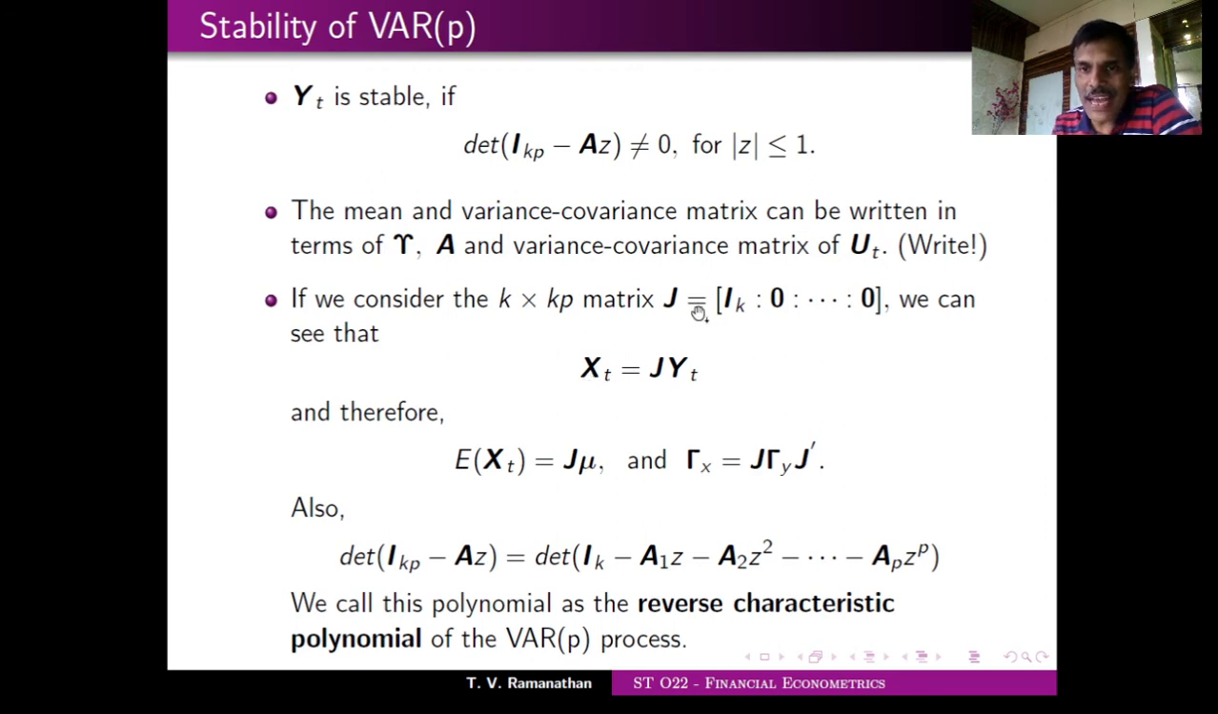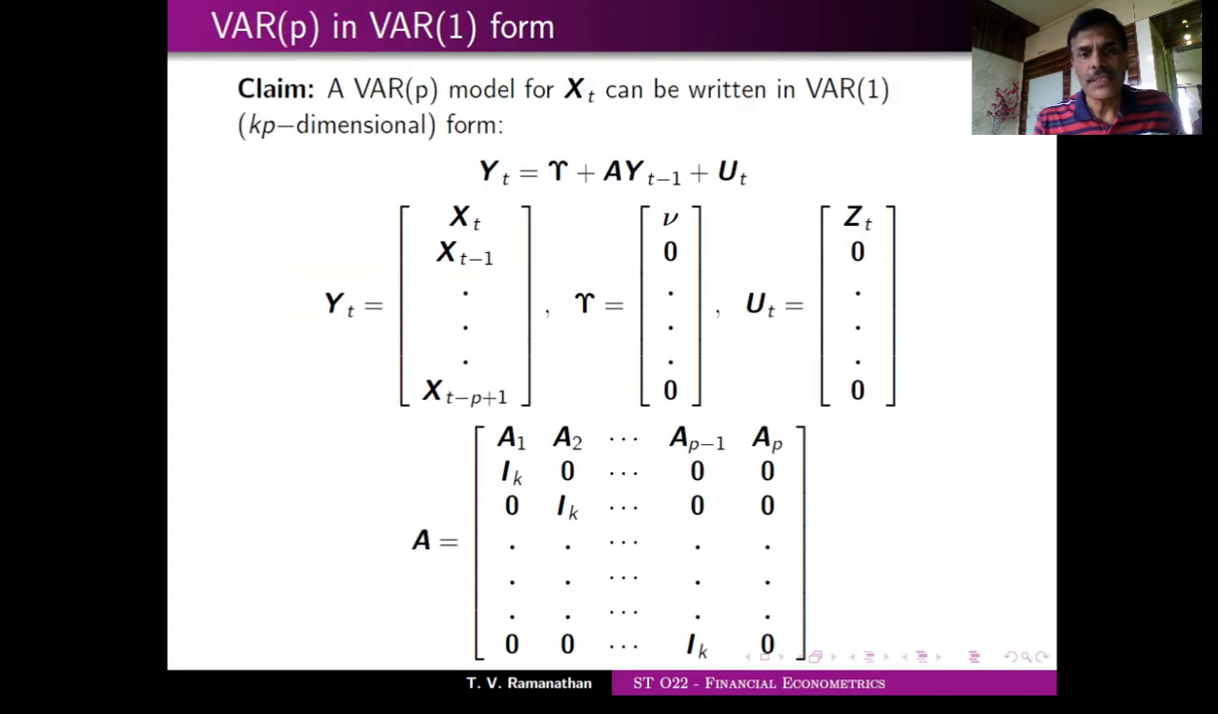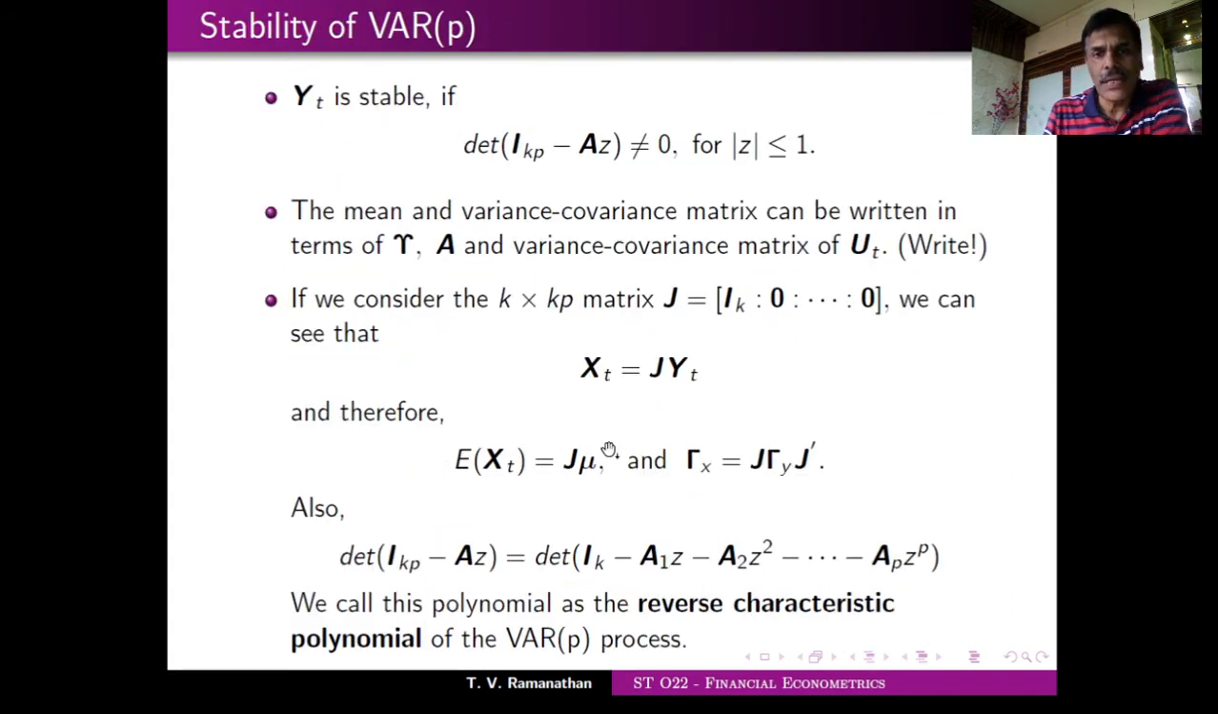What is my J? I_k, 0, 0. So we will be able to establish like this. Then the expectation of x_t is J times expectation of y_t. So it is J mu. Mu we have already seen. What is mu? Mu is this quantity: (I_k minus A_1) inverse mu. So A_1 means it is A. Okay. So I'll be able to get the corresponding mean of that.